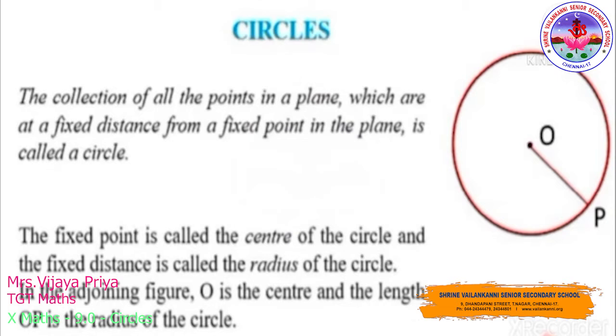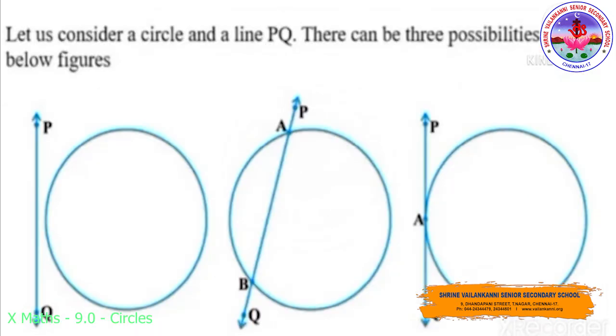The collection of all points in a plane which are at a fixed distance from a fixed point in the plane is called a circle. This fixed point O is called the center of the circle, and the fixed distance is called the radius of the circle. In the adjoining figure, O is the center and the length OP is the radius of the circle. Let us consider a circle and a line PQ.